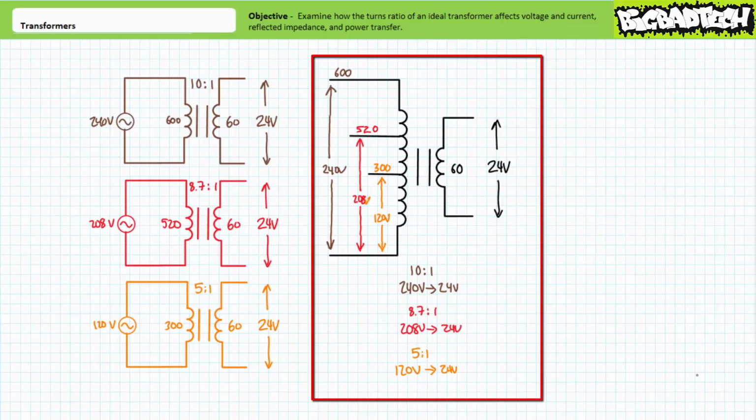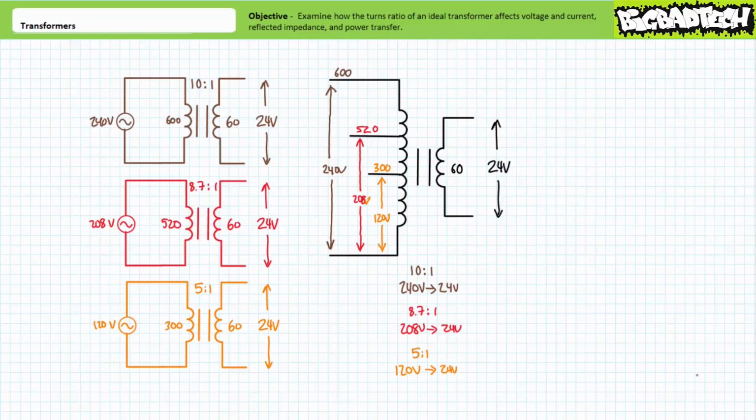However, there exist taps, or additional points of connection, at 520 turns and another at 300 turns. If the secondary is assumed to have 60 turns, the entire 600 turn primary winding would provide a 10:1 turns ratio for 240 volt primary voltages. The 520 turn tap on the primary provides an 8.7:1 turns ratio for 208 volt applications, and finally, the 300 turn tap on the primary provides a 5:1 turns ratio for 120 volt applications.